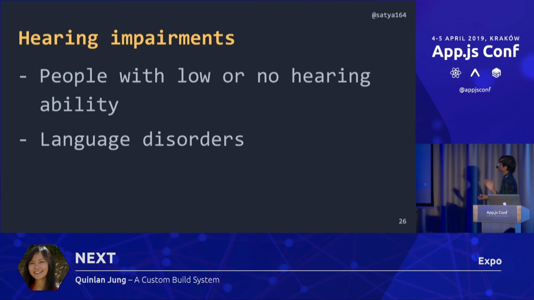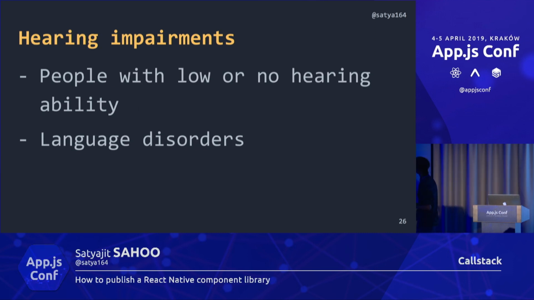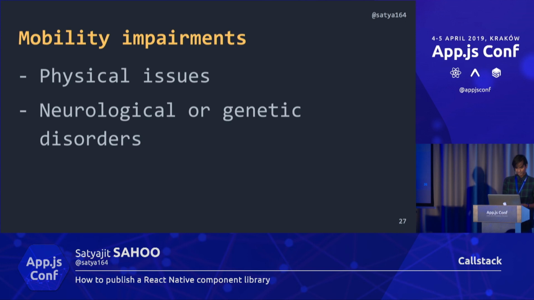Then there are hearing impairments. People who cannot hear or have very low hearing capabilities. There are language disorders. People who have trouble understanding grammar, right? And this is something we need to handle. Then there are mobility impairments. People who have very limited ability to move. It can be due to physical issues, like maybe you broke your leg or broke your hand or something. Or it can be a genetic or neurological disorder.